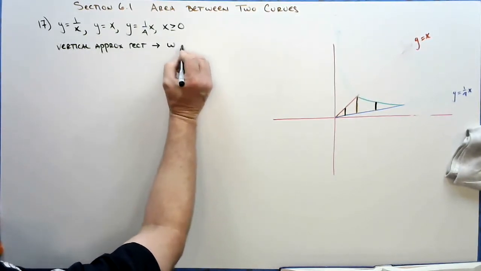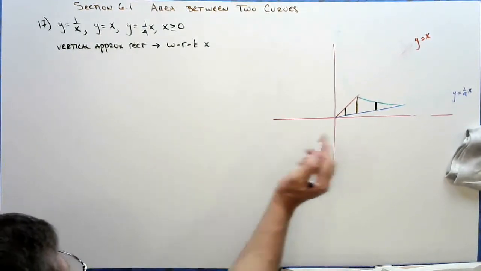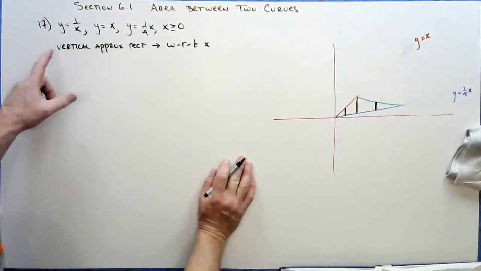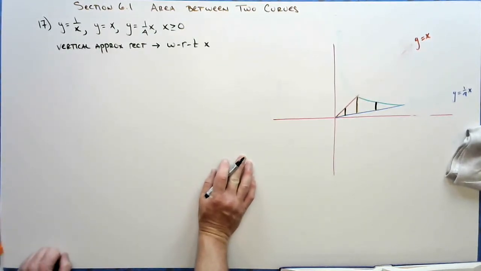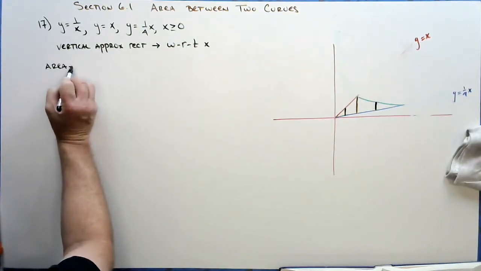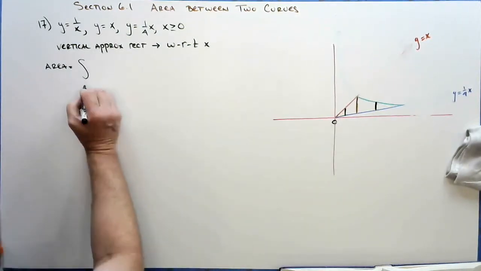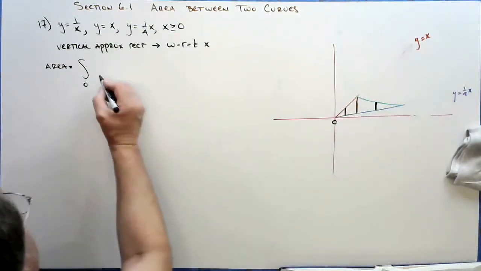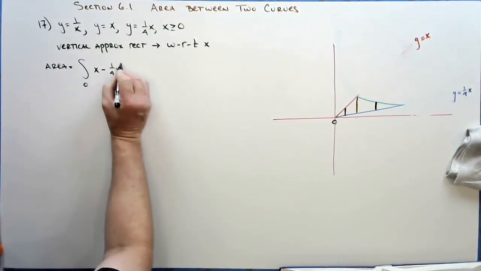Which means I'm going to integrate with respect to x. Now you could do it with respect to y if you want, but these are already solved for y, so there's no reason to undo them and solve them the other way. So now my area is going to be the integral from 0, right? This is 0 here. We know that's 0. And it's going to be top function minus bottom function. My top function is x. My bottom function is 1/4 x dx.